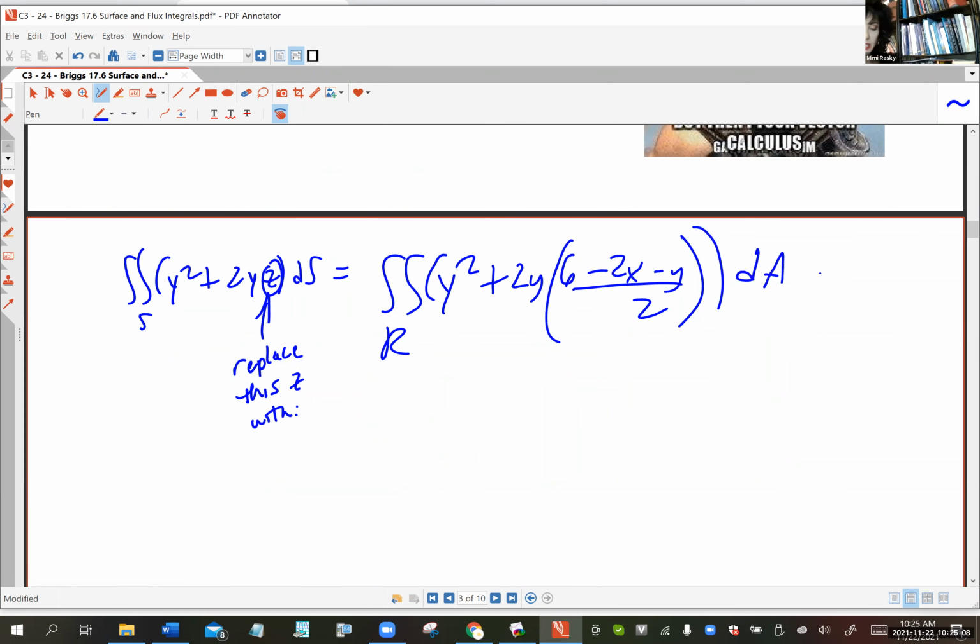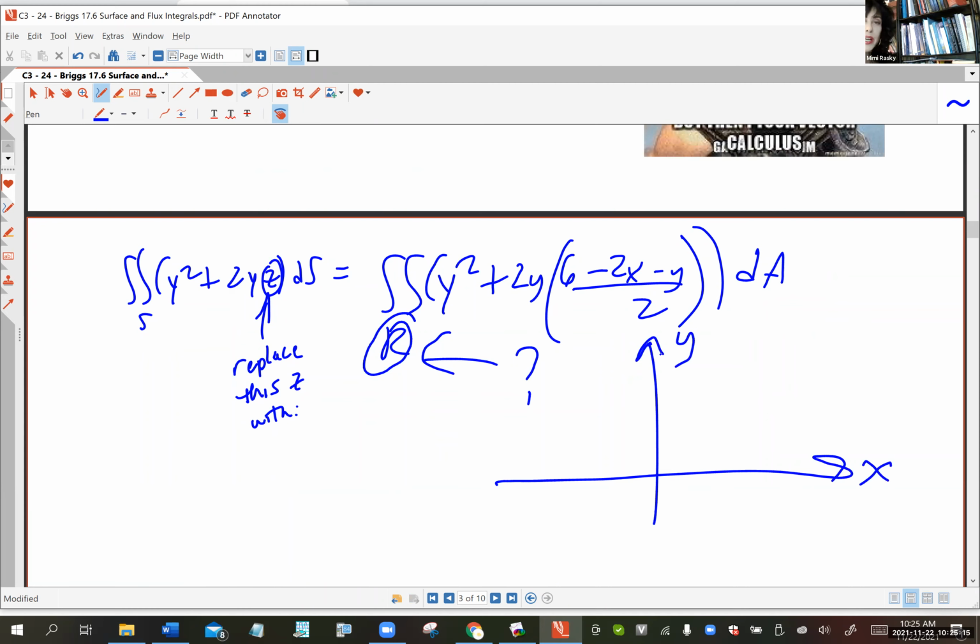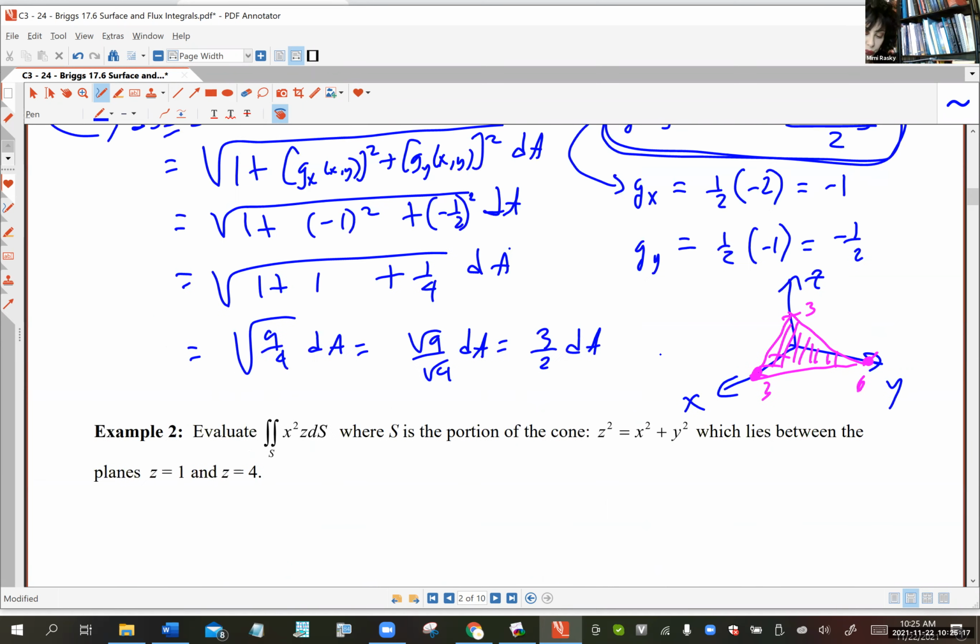And I haven't chosen an order of integration yet. So what is the region R? What does this look like in the XY plane? If you look at the trace that this capping surface makes in the first octant here, I hope that you can appreciate that it's going to look like a triangular region. There we go. It's going to look like the triangular region there in the XY plane right here, this region R. That's your region R.